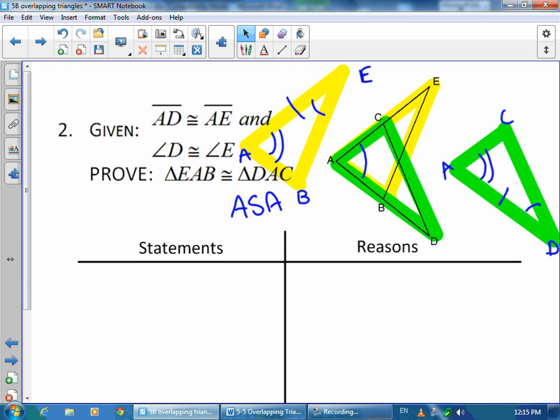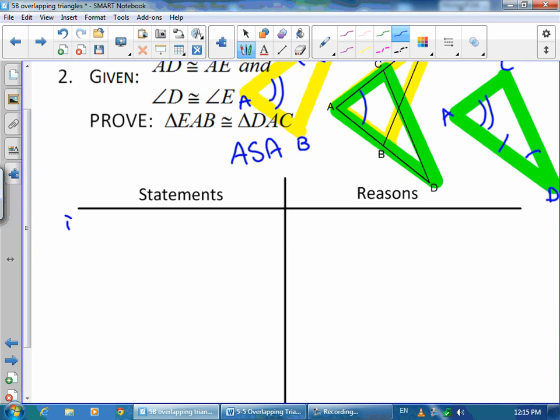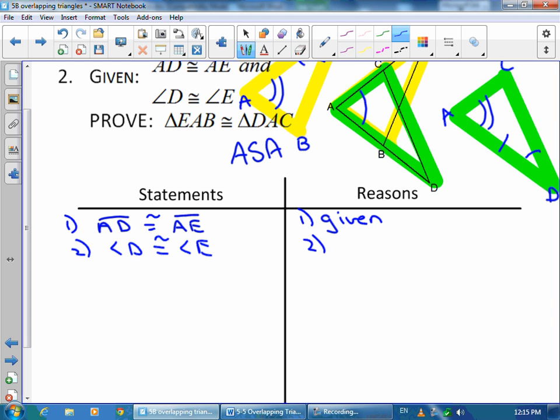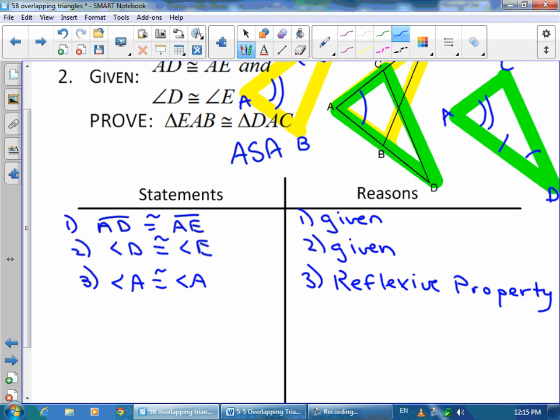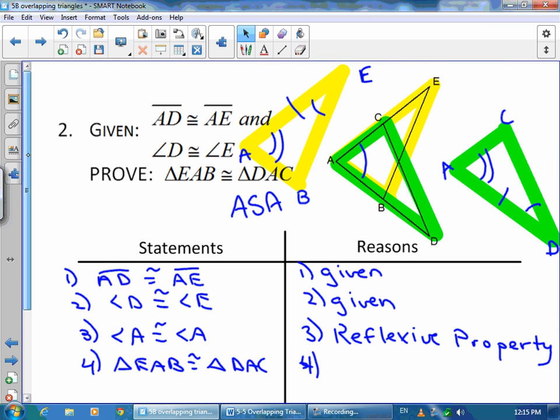And now it's just a matter of writing it out. First, AB congruent to AE, and that's given. Angle D congruent to angle E, also given. And we just put the reflexive, angle A congruent to angle A, that's the reflexive property. And triangle EAB congruent to triangle DAC. And we said that was angle, side, angle. Let's just take a look at our diagrams again. Angle, side, angle on both of the triangles.